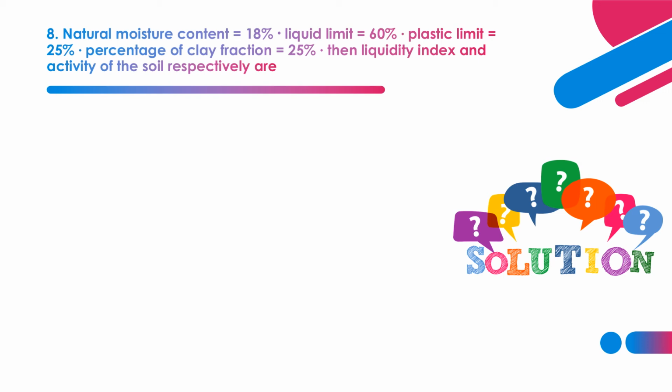Natural moisture content is 18%. In this question, some data are given. We have to find the liquidity index and activity of the soil. Natural moisture content 18%, that is wN, is given. Liquid limit is given. Plastic limit is given. Percentage clay fraction is also given. From this, we have to find liquidity index and activity. It is a mere substitution into the formula.